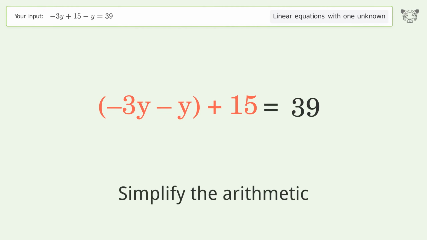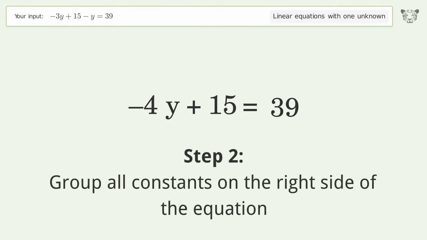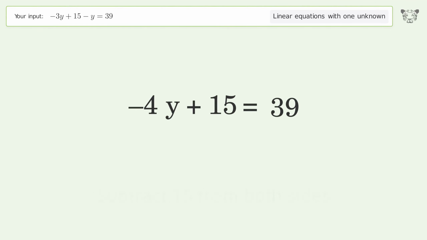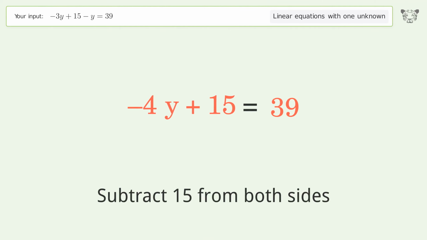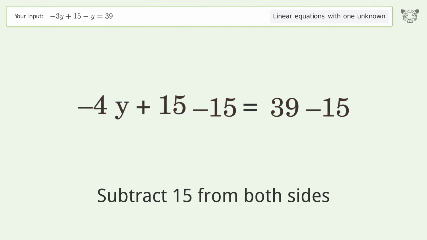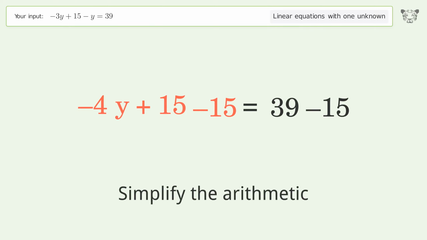Simplify the arithmetic. Group all constants on the right side of the equation. Subtract 15 from both sides. Simplify the arithmetic.